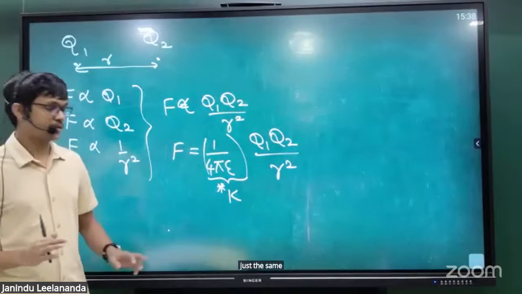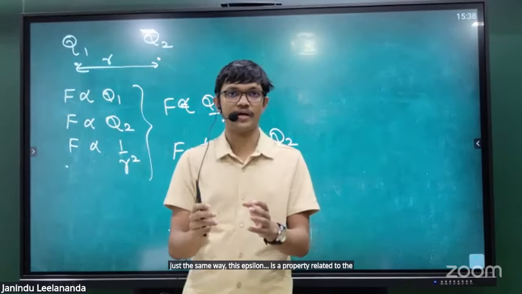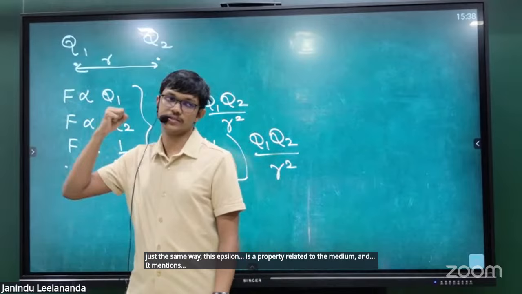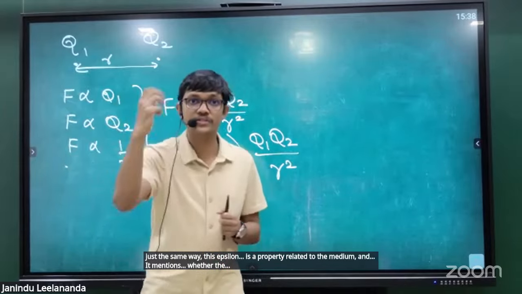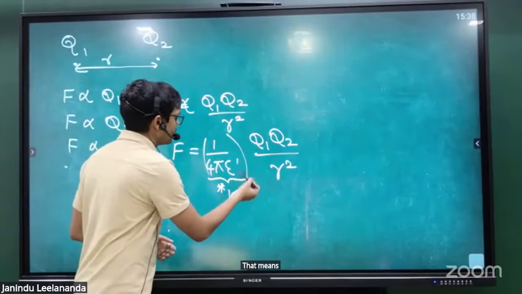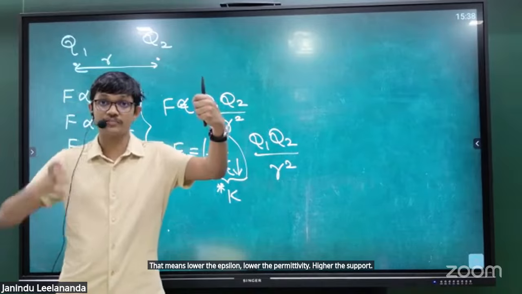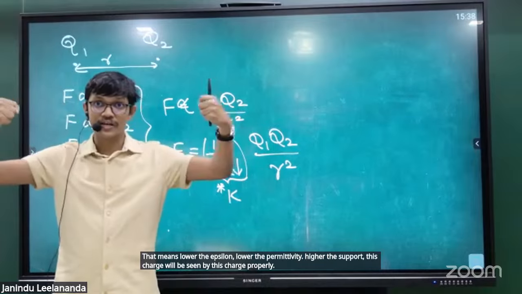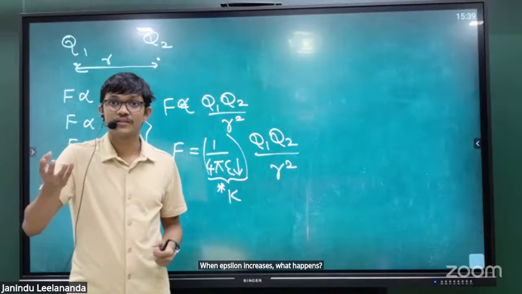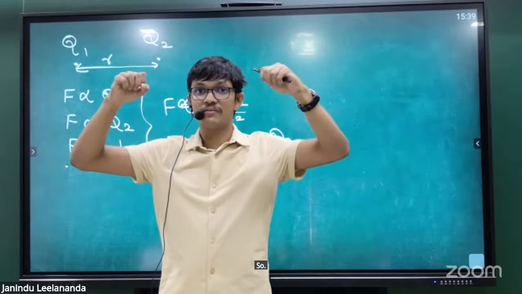Just the same way, this epsilon is a property related to the medium, and it mentions whether the medium supports the static electric force or not. That means lower the epsilon, lower the permittivity, higher the support. This charge will be seen by this charge properly, so there will be a huge force between them. When epsilon increases, what happens? The visibility between these two charges gets lower, so the force between them will go down.